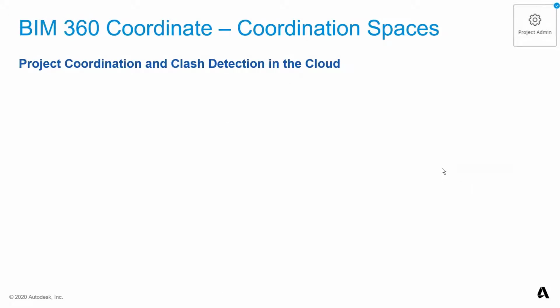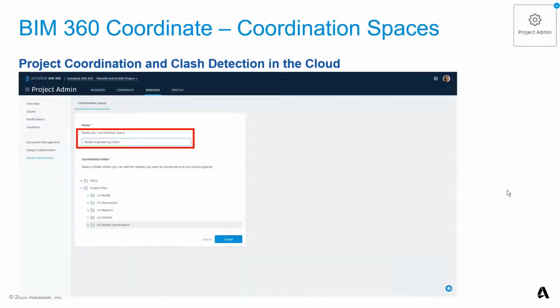Basically you'll set up project coordination and clash detection from the cloud within BIM 360 under Project Admin. When you go in here to Project Admin, you'll create a new coordination space, which is under your Services tab, and you'll name that and then select the folder. Before, a few months ago, you could only select models from the Plans folder. Now with the recent updates, you can go into Project Files and you can have, for example, your own model coordination space there that you're using.